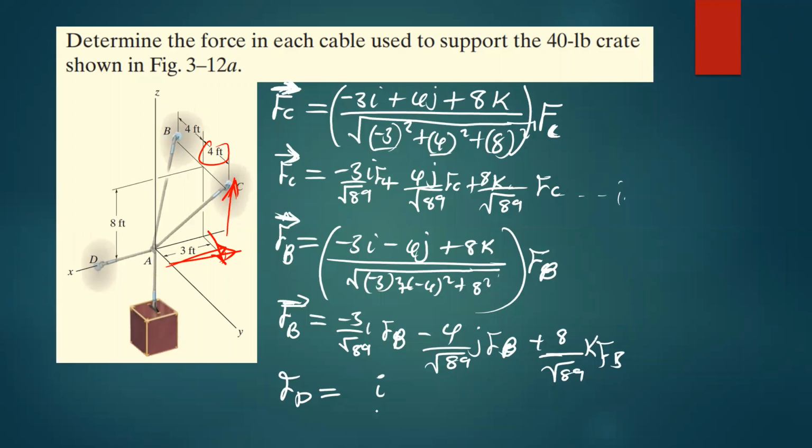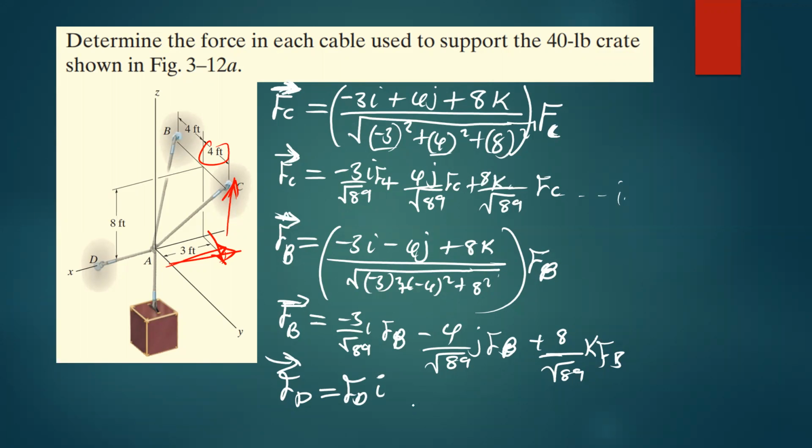Okay, so this part here, I've just remembered this one is along the x-axis. So if it's along the x-axis, it means that the magnitude of the unit vector of any force along its axis is 1. So we just multiply 1 times i, that is i, and we have the magnitude of that force, which is FD.